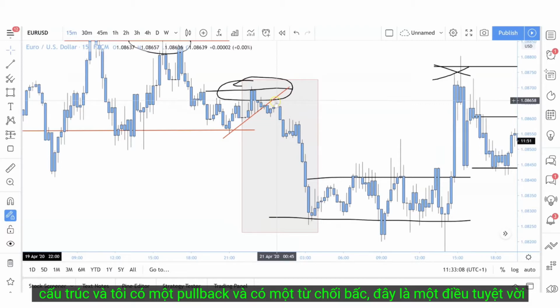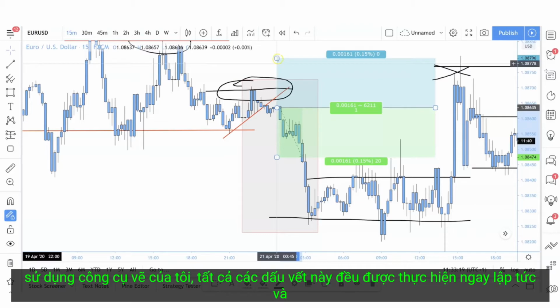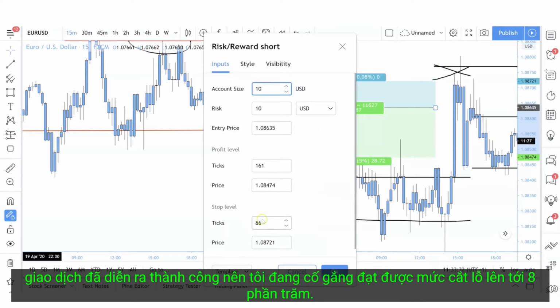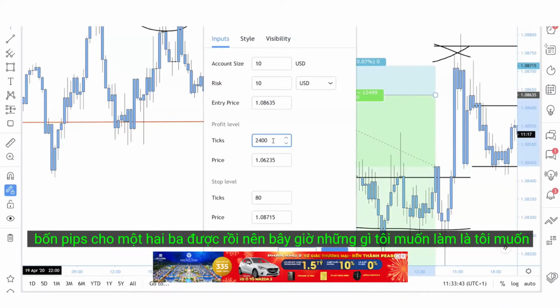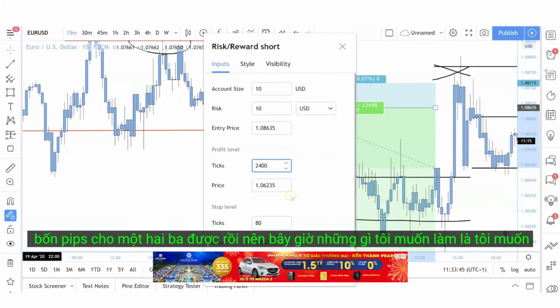So now that I identify that pin bar, I can now take my drawing tool. I will take all these trades as an instant execution. And let's say we place our stop loss either above this wick or this wick for a more passive entry as opposed to aggressive. And then we can see how this trade played out. So I'm trying to get here an 8 pip stop loss. And then we're always going for a 1 to 3, so 24 pips for that 1 to 3.